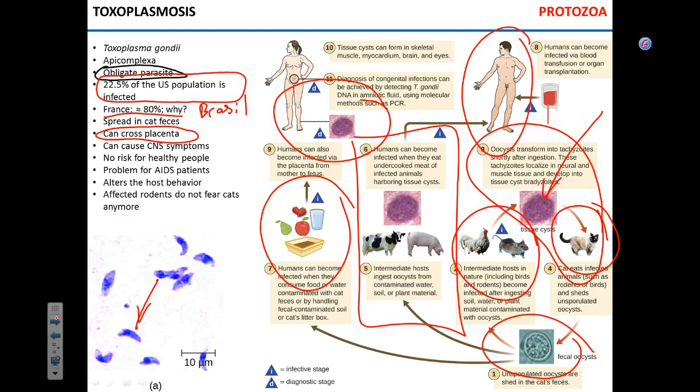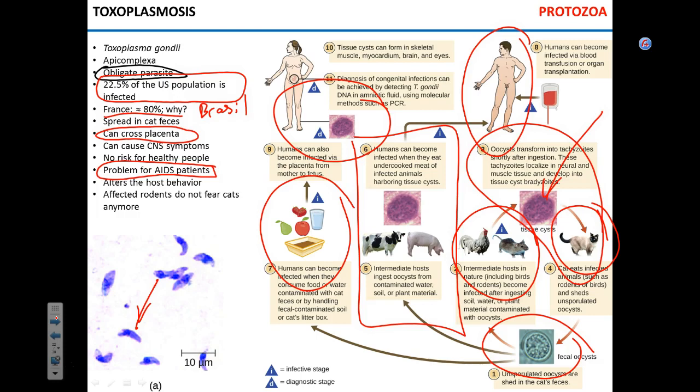Okay, so pregnant women are advised to stay away from the cat litter and from eating grossly undercooked meat. Okay, and it is one of the main problems in patients with AIDS. Not HIV, just AIDS. It's a huge problem for AIDS patients.